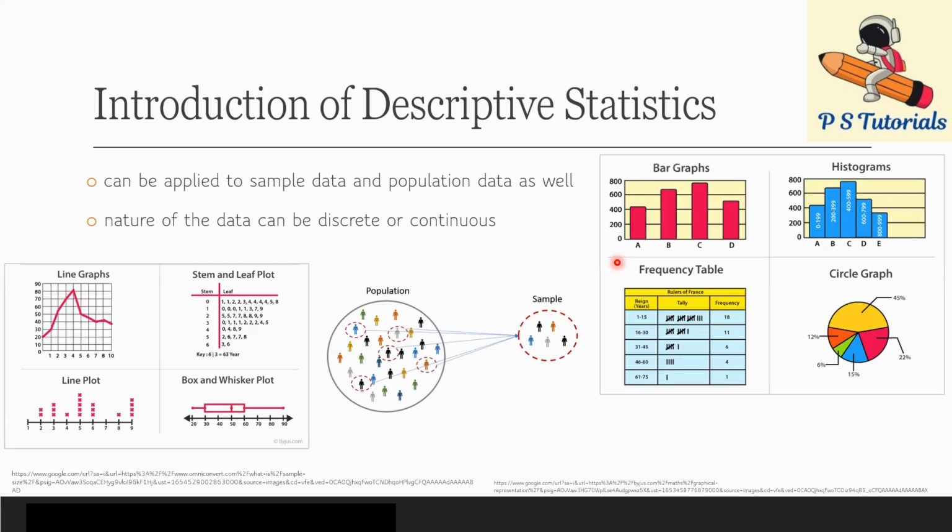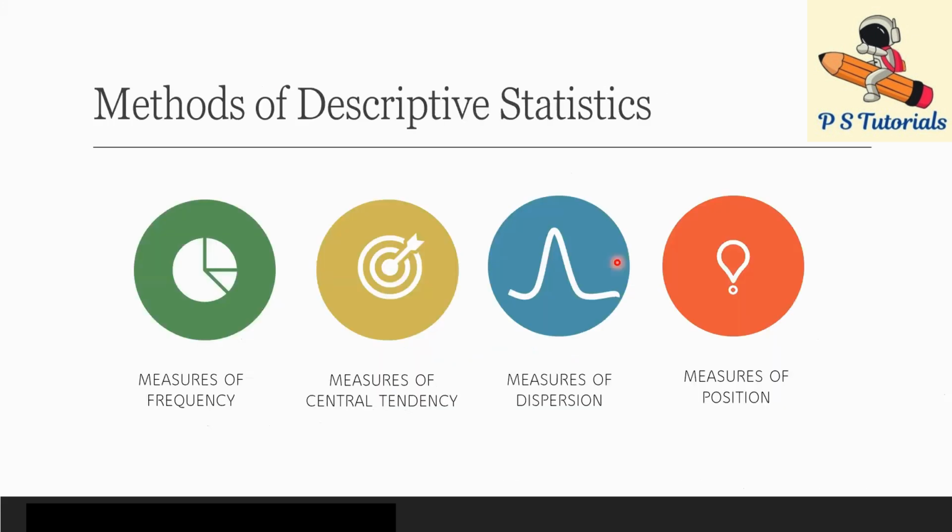The nature of the data can be discrete or continuous. Discrete data is where the data points are at a distance from each other, and in continuous data, the data points are very, very close to each other. We will look at discrete and continuous data in upcoming examples.